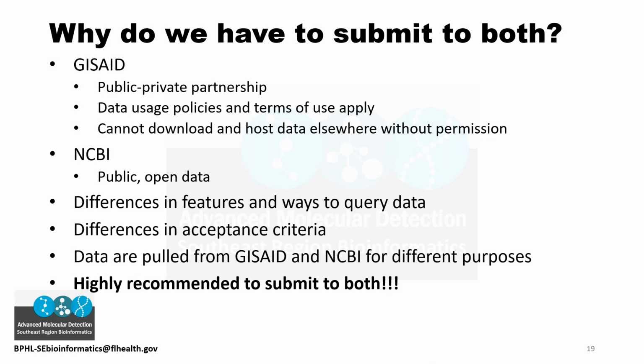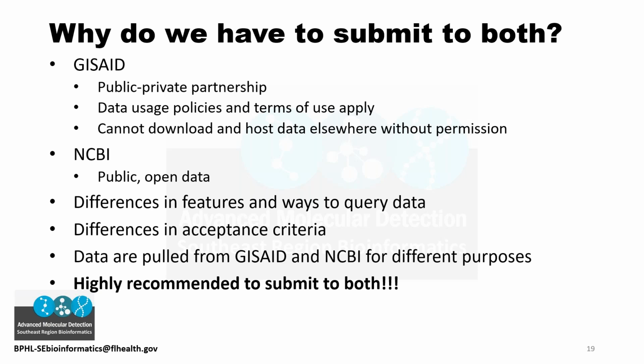Okay. So I've mentioned GISAID and NCBI, and we need to submit to both. Why do we have to submit to both? As I mentioned, GISAID is a public-private partnership, versus NCBI, which is public and open data. GISAID has strict data usage policies in its terms of use. For example, you cannot download their data and then host that data elsewhere without their strict permission. They're also very strict about using their logo or anything that you pulled from GISAID. So there are just different rules in terms of use that apply. Versus NCBI, which is a public database. You can open that or download that data and use it for whatever purpose.